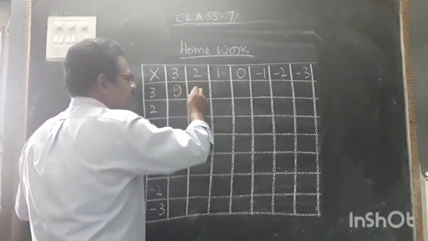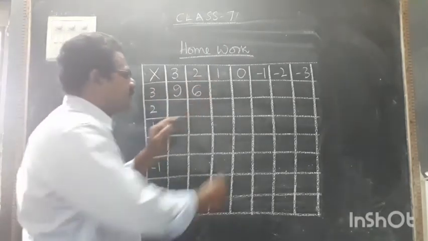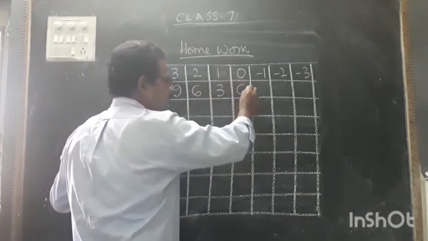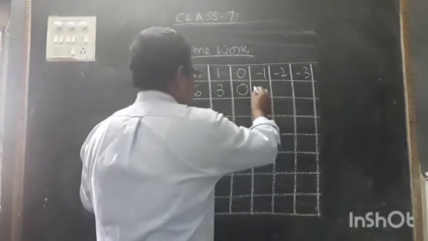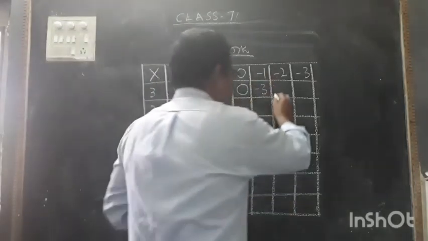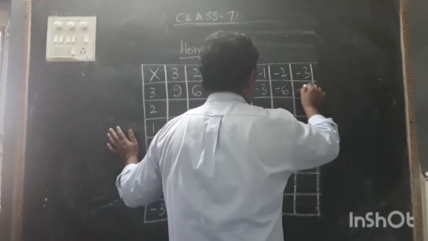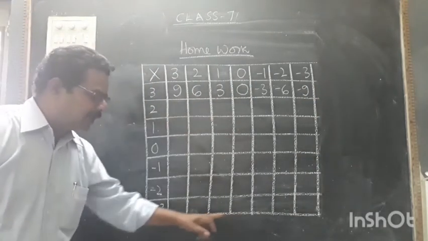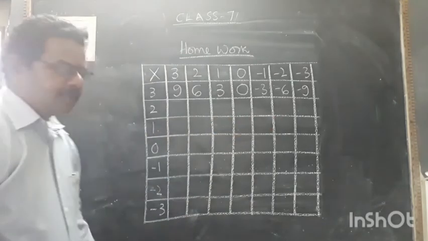3 into 2 is equal to 6. 3 into 1 is equal to 3. 3 into 0 is equal to 0, 3 zeros are 0. 3 into minus 1 is equal to minus 3. 3 into minus 2 is equal to minus 6. 3 into minus 3 is equal to minus 9. Okay. So like this you have to fill all the boxes. Remaining, I am leaving you some gaps.